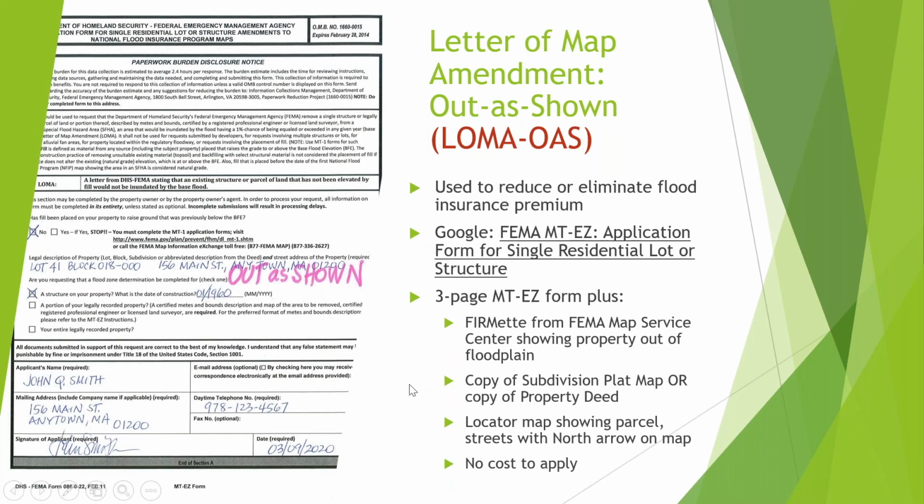There's no cost. And if FEMA looks at all that and says, wow, they're right, they're out of the floodplain, then you'll get a document from FEMA that you can show to the lender. One of my recommendations for out as shown, since this is the same form that people file for a LOMA, I recommend that you write out as shown in a bright color on the form on every page, because sometimes people will submit these without doing that, and then FEMA wants to know where is the elevation certificate because they didn't notice that this is an out as shown request.